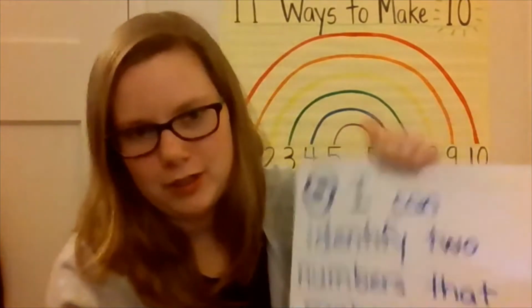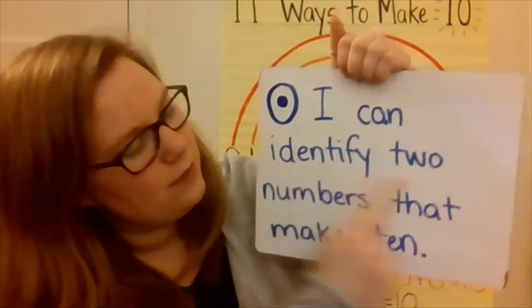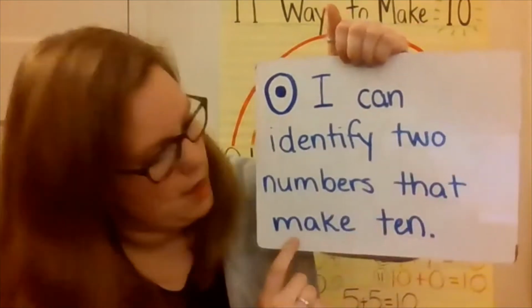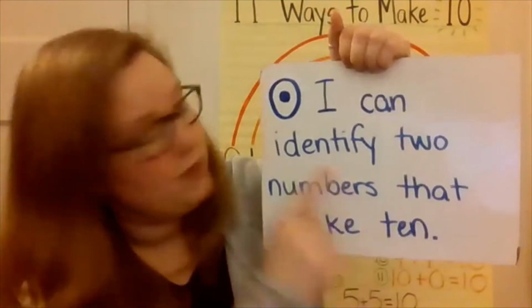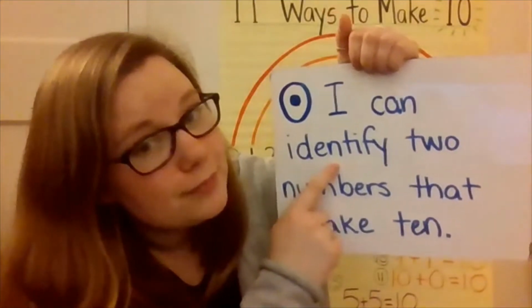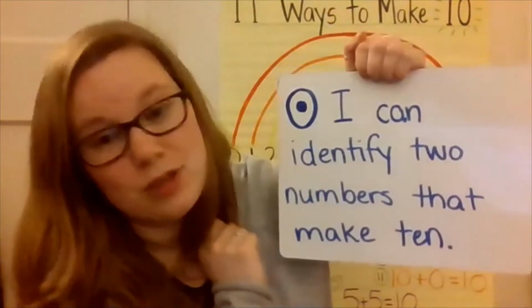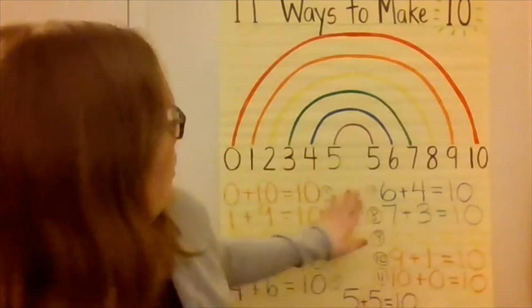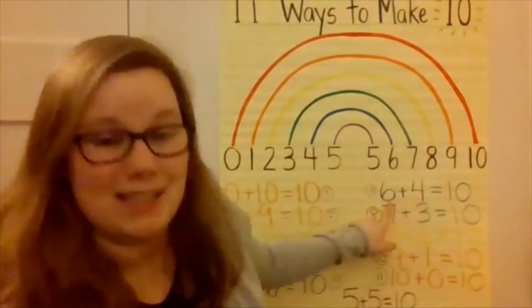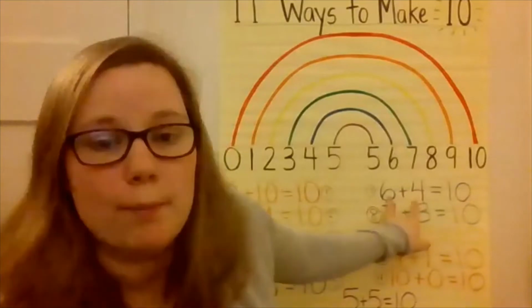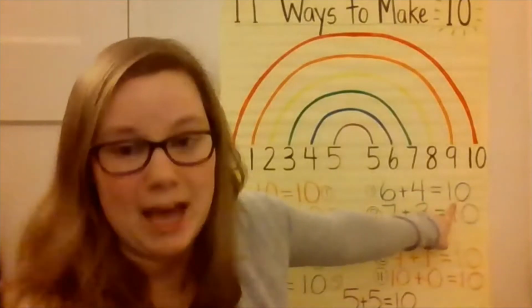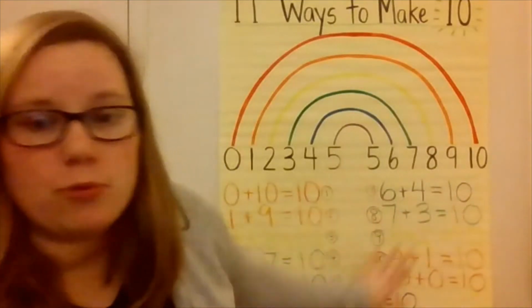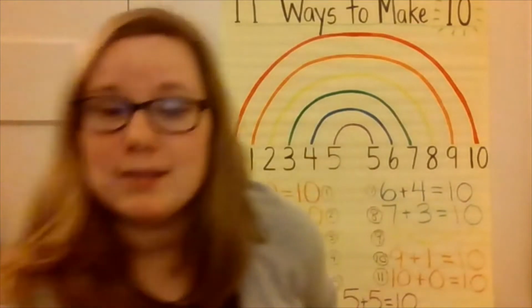So our learning target today is, I can identify 2 numbers that make 10. And identify means to name. So we're going to name numbers that make 10. If you look behind me at our 11 different ways to make 10 chart, you can see that 2 numbers like 6 plus 4, those are 2 numbers that end up making 10. So we're going to keep practicing all of these different ways that we can make 10.